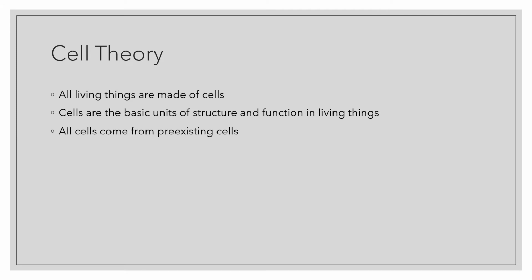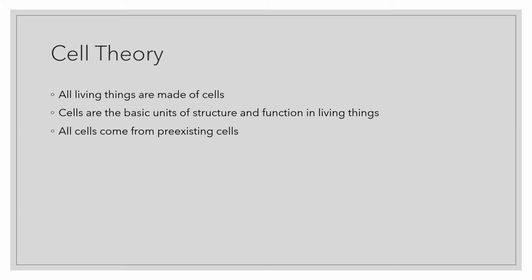All right, so then we have the cell theory. In the cell theory, there's three main rules. In order for something to be even called a theory, remember, across the board consensus and research needs to find that these things are true. So for the cell theory, all things must be made of cells. Cells are the basic units of structure and function in living things. And all cells come from pre-existing cells.